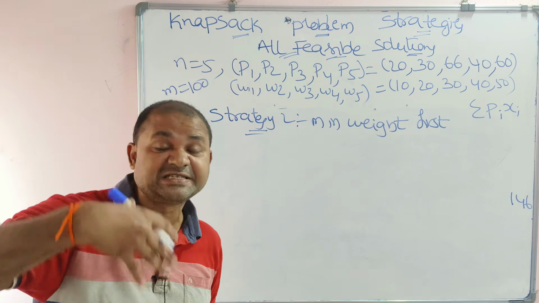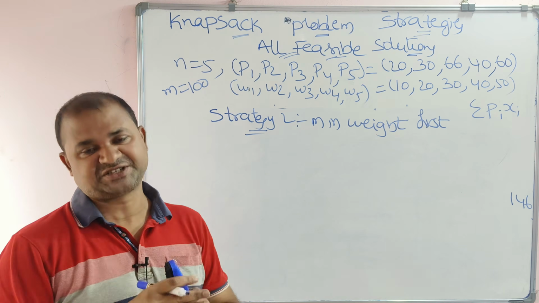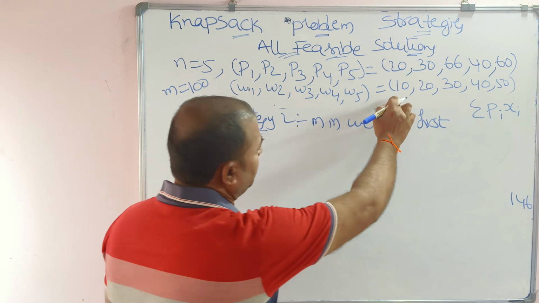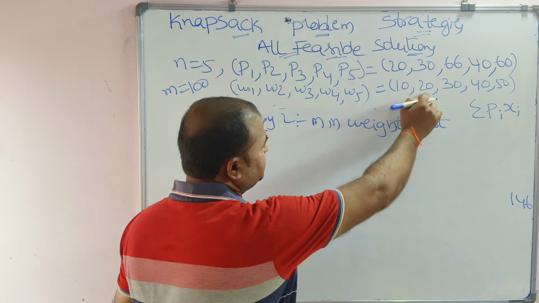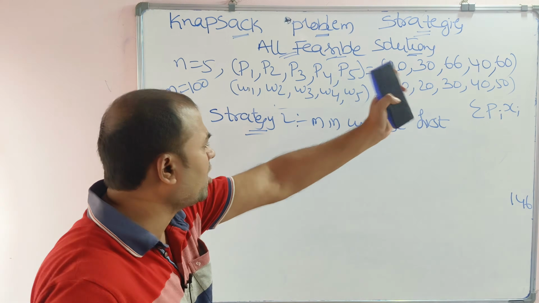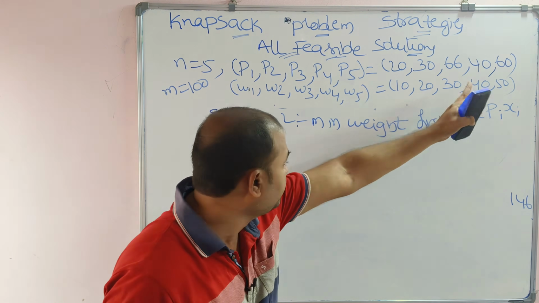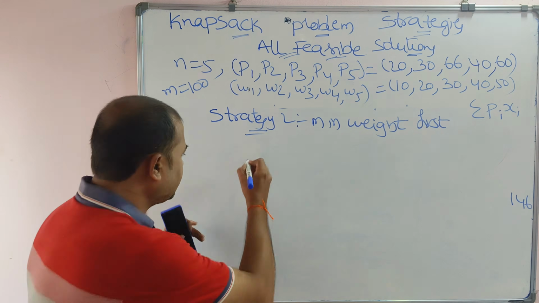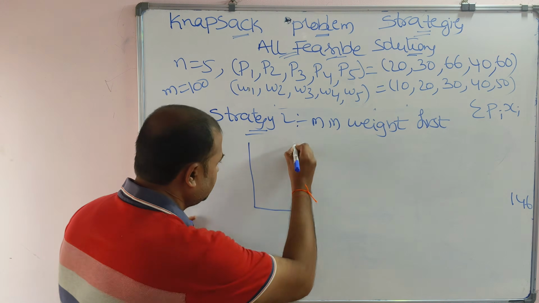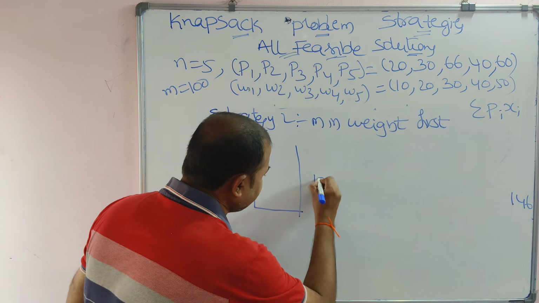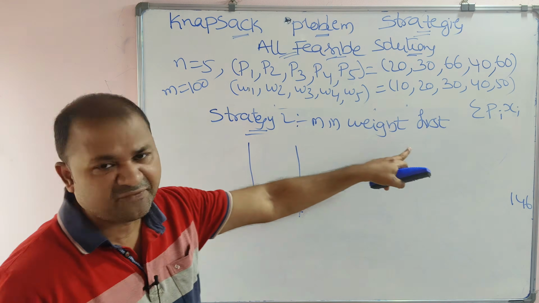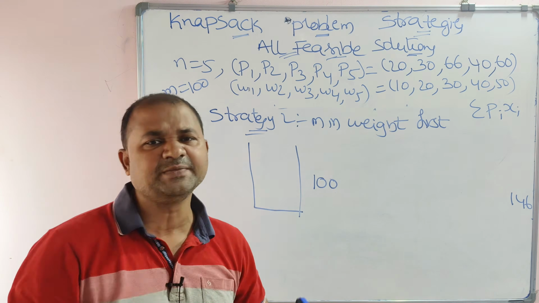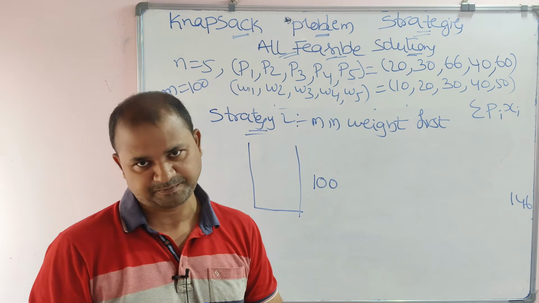The first strategy is maximum profit first. The second strategy is minimum weight first. So first we write the minimum weight object: that is 10, next 20, 30, 40, 50. Already the objects are in minimum weight order, so there is no need to arrange them. Okay, now let's place the objects in the knapsack. The actual size of the knapsack is 100. If they were not in minimum weight order, then we would need to rearrange them.